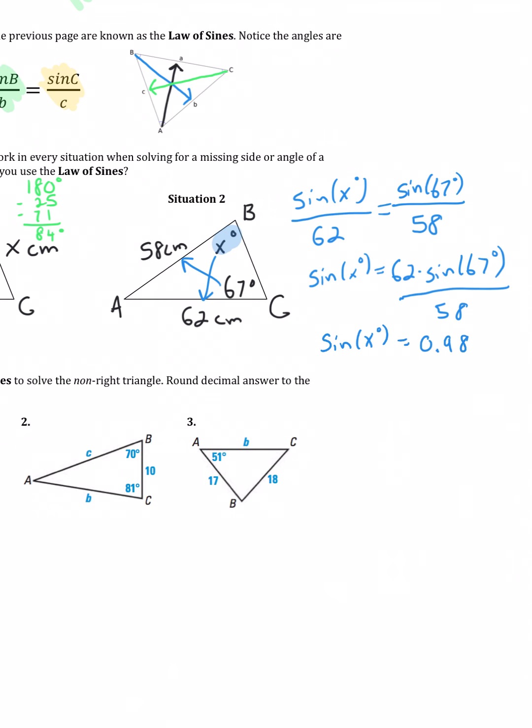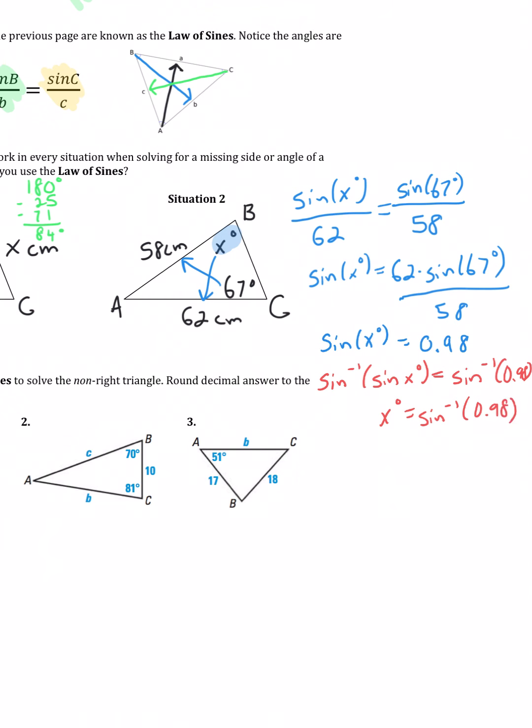Now, I need to get x by itself, so I have to undo a sine. And we talked about this last time. We would do the inverse of it. We're going to do sine inverse of both sides. That's how you undo a sine. So it's like sine inverse of sine x equals sine inverse of 0.98. That's the inverse operation. And we'll end up with just x degrees equals sine inverse of 0.98.